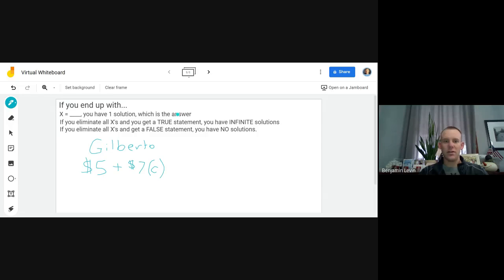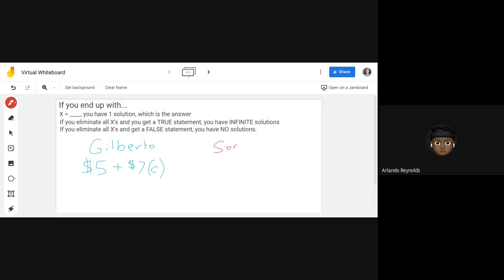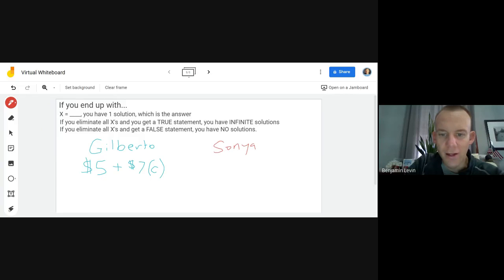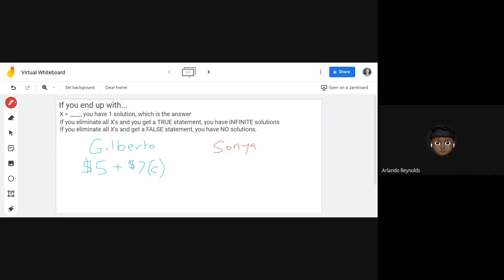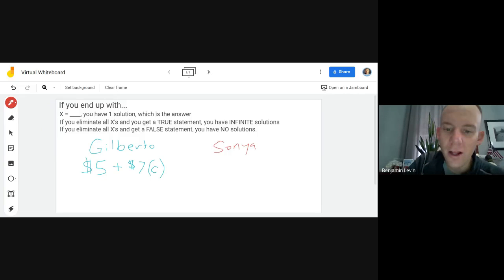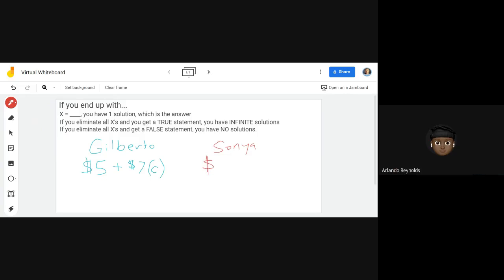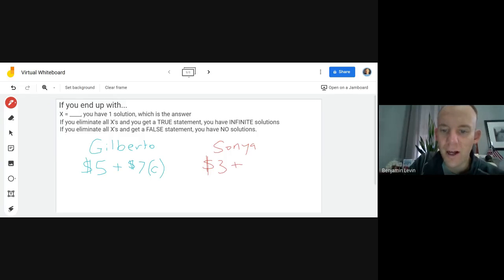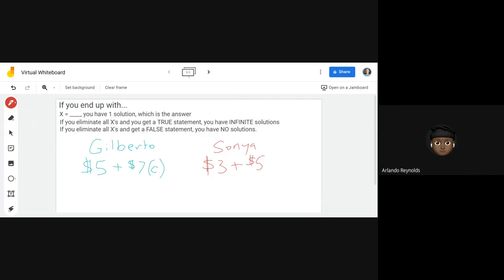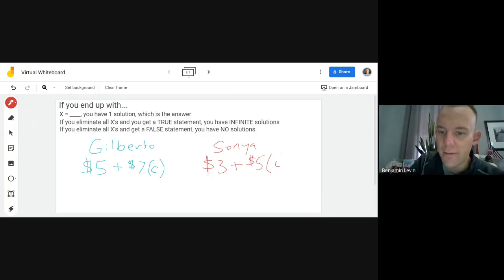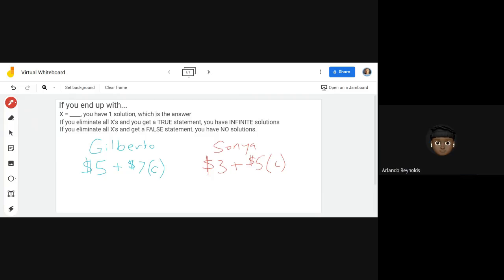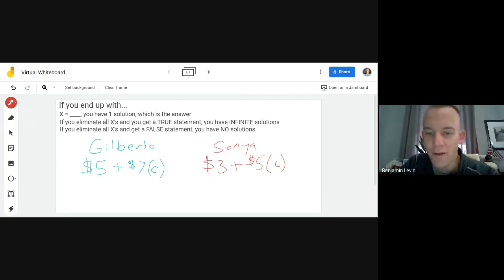Let's do Sonia. I'll do Sonia in red. 5 plus 5. I thought it was 3. Isn't it 3? No. Let me check. $3 per bracelet. Yeah, it was $3 plus. You're right on the second one though. The second one is $5 times C. Right? Sonia charges $3 plus $5 per color.